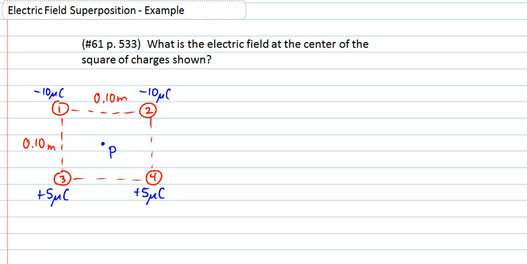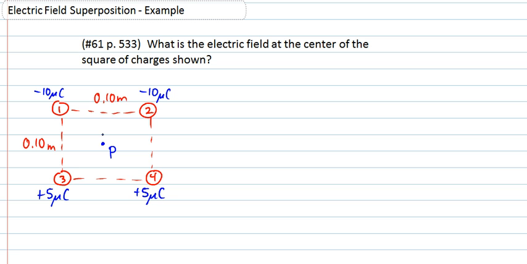We want to find the electric field at the center of the square of charges shown in this diagram. So we have 4 charges, 2 negatives of 10 microcoulombs and 2 positives of 5 microcoulombs, and the square has sides of 10 centimeters each. And we want to find the electric field at point P, which is right at the center. So the first thing that we need to do is think conceptually, what are all of these charges going to be doing at the center in terms of electric field?